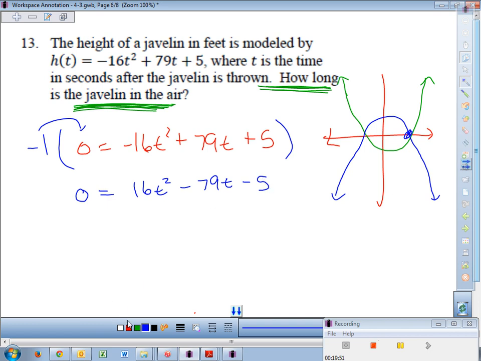Well, let's go through the list. Is the a value 1? No. Is there a GCF that we can pull out? No. Is it a difference of squares? Is it a perfect square trinomial? First thing? Yep. Last thing? Nope. Frowny face. Go for it.